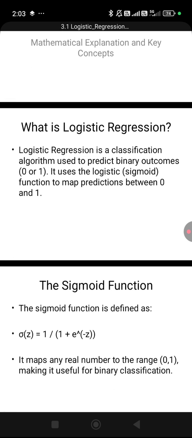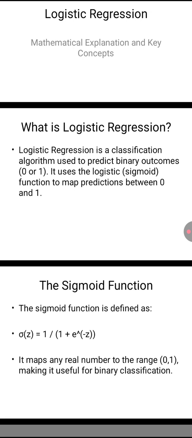As we can look at the definition, it can predict binary outcomes 0 and 1, and it uses the sigmoid function to map the outputs. The sigmoid function, as you can look here, is an exponential function which is given as 1 upon 1 plus e raised to the power of minus z, and this function is used for the calculation of the points that we have as input.